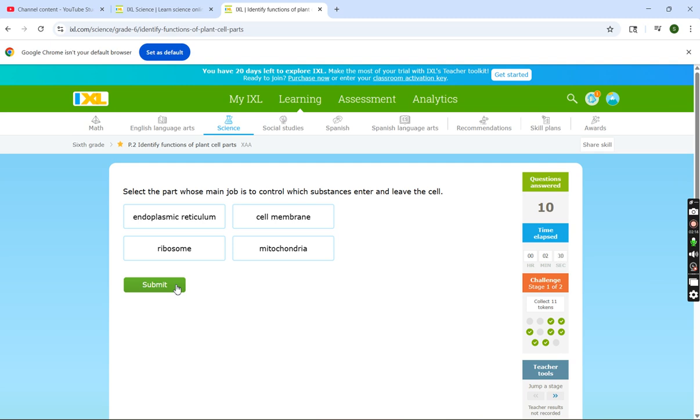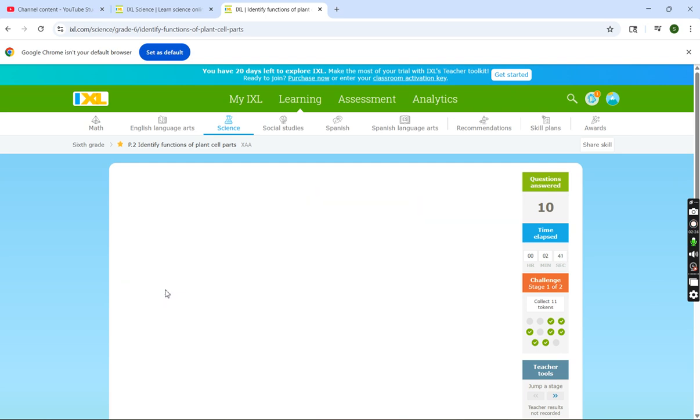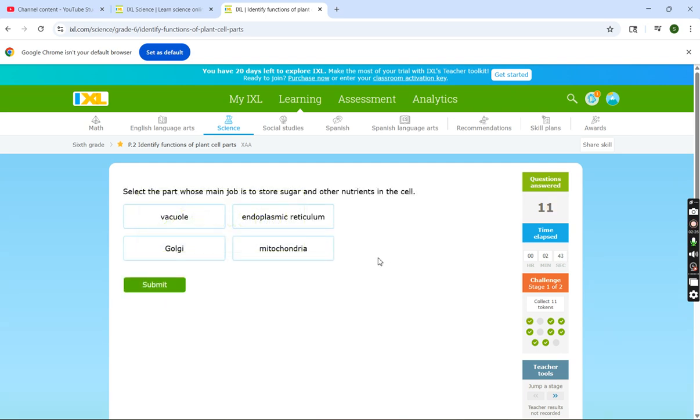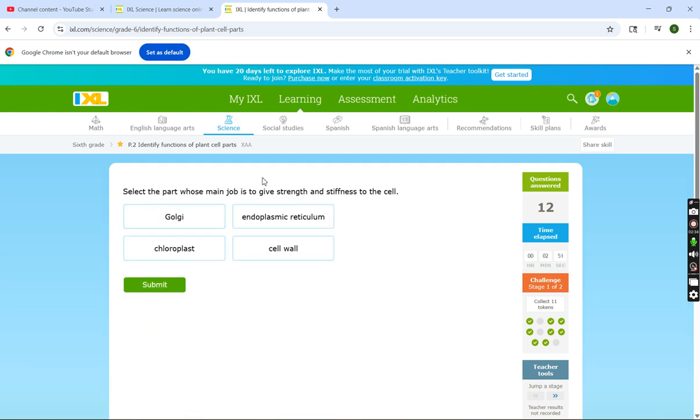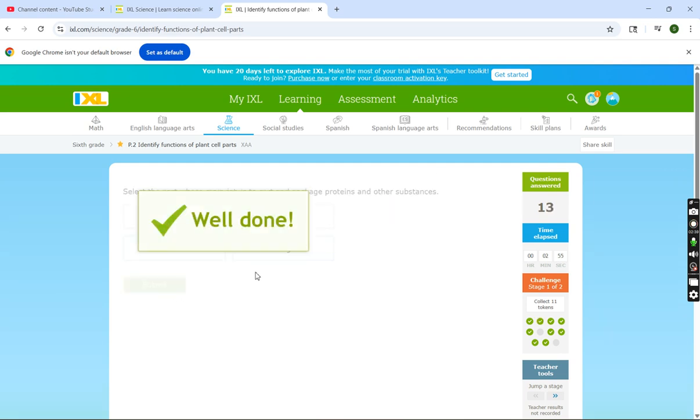Just remember that. Select the part whose main job is to control which substances enter and leave the cell. Cell membrane. It's supposed to see what comes and goes. A vacuole. Oh yeah, vacuole stores too. Select the part whose main job is to give strength and support to the cell. Cell wall, as I said, it protects it.